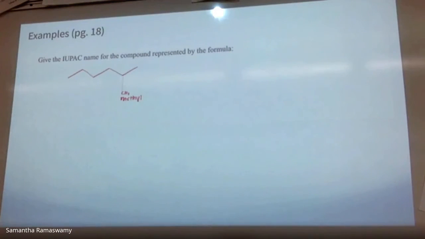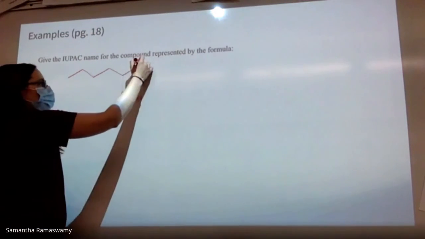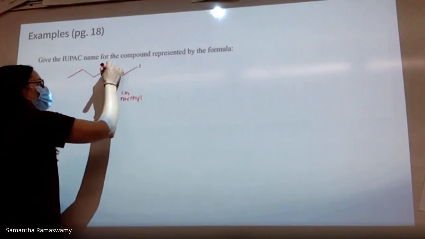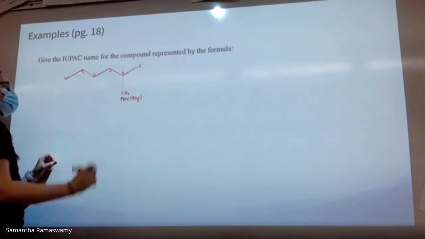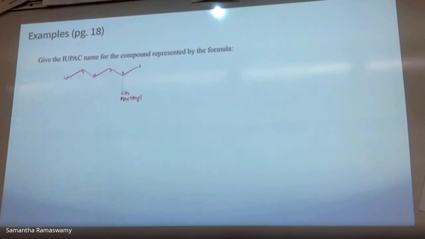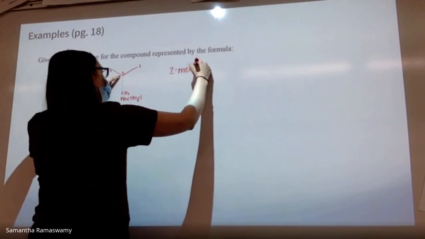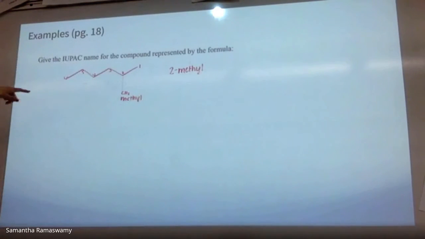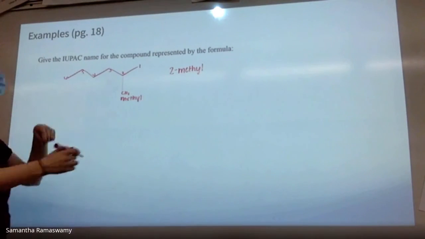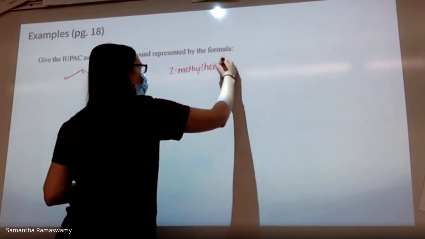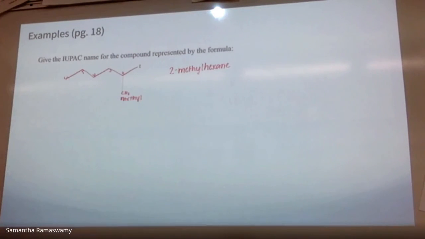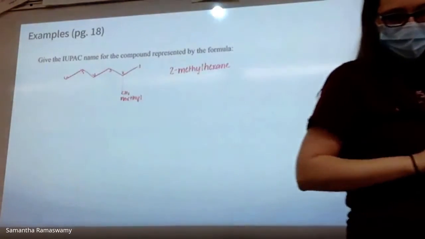When you number your chain, start the numbering closest to the substituent. So start on the end closest to the substituent. That's this side. 1, 2, 3, 4, 5, 6. So now when we name this, there's only this one substituent on the second carbon. So 2-methyl, and then what's the parent chain? Hexane. That's 2-methylhexane.